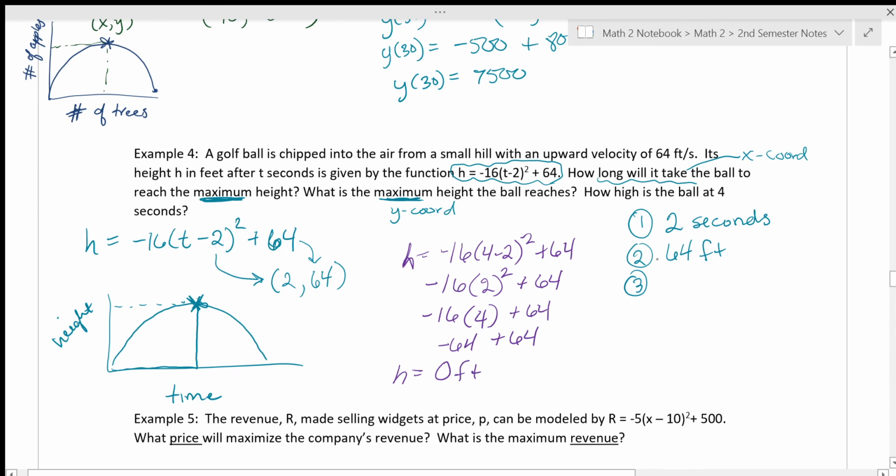Hey, what does that mean? It means the ball at 4 seconds is back on the ground. Started on the ground, got hit into the air, fell back to the ground. So the height of the ball at 4 seconds is 0 feet.